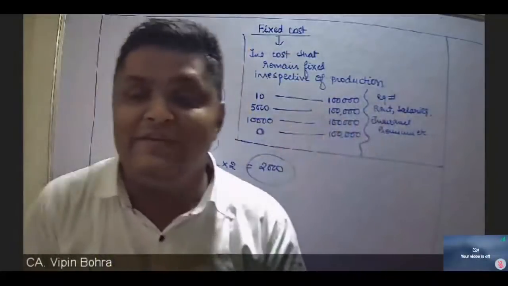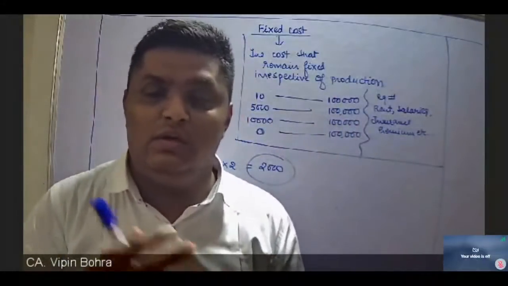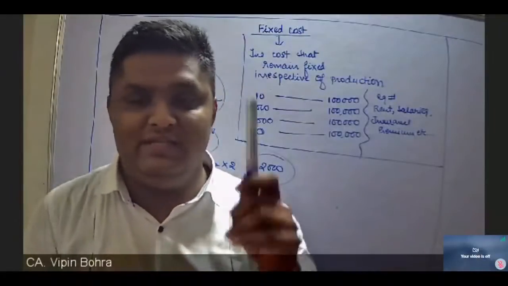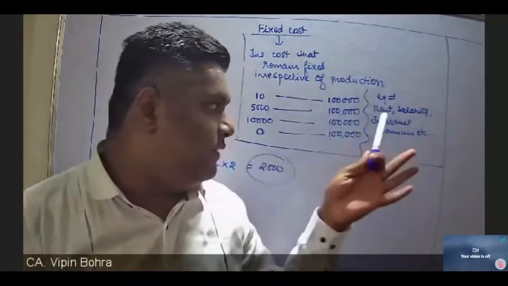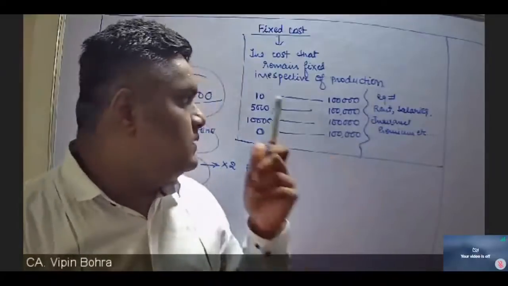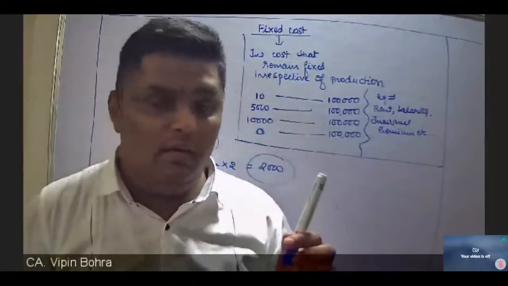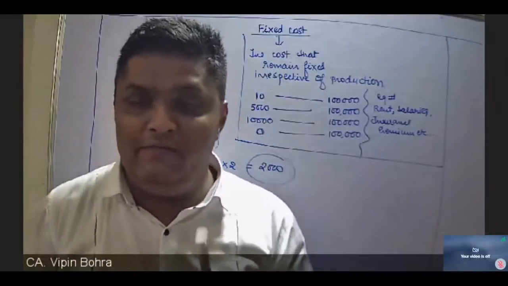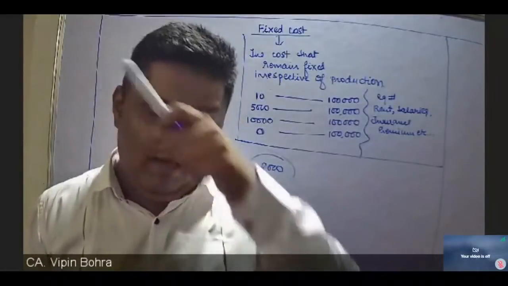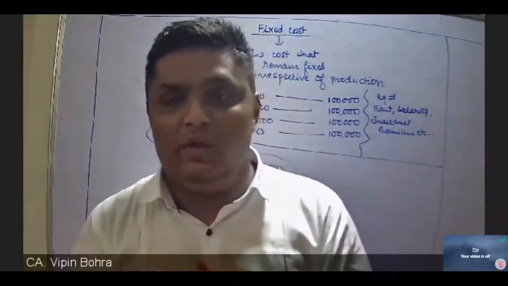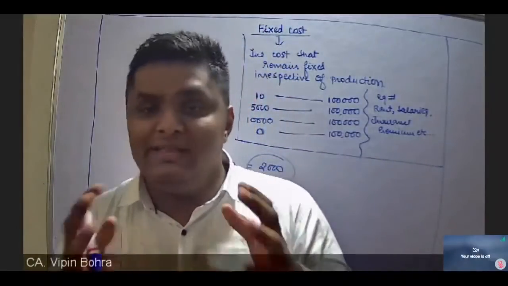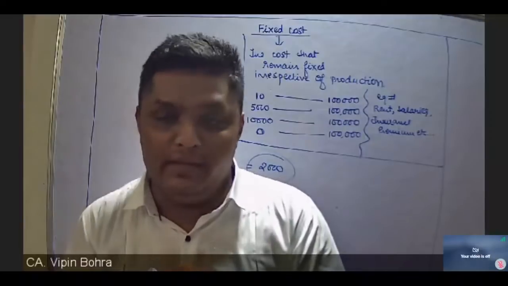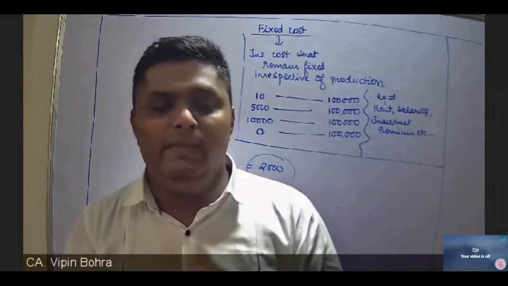If I took a factory on lease for manufacturing the pen, I'm repeating the same part I have discussed. Suppose I took a factory on rent for manufacturing these pens. Now suppose the rent paid is 1 lakh rupees per month. So the annual rent will be how much?